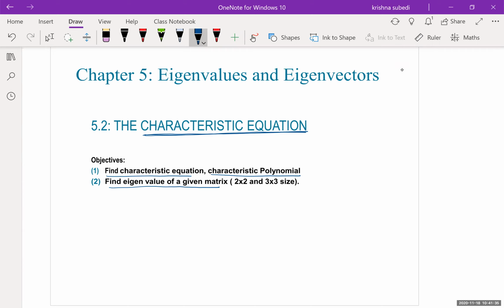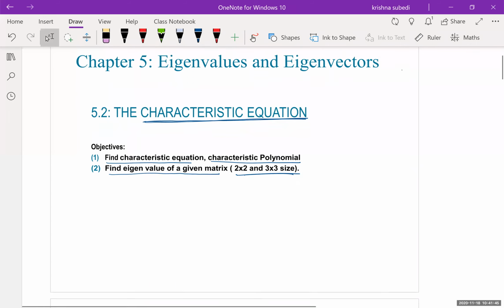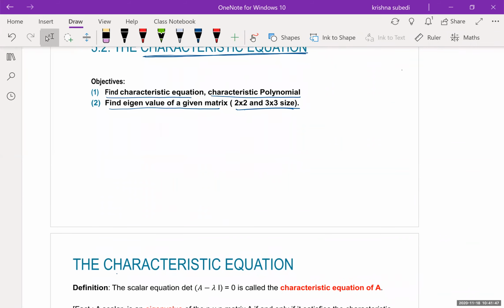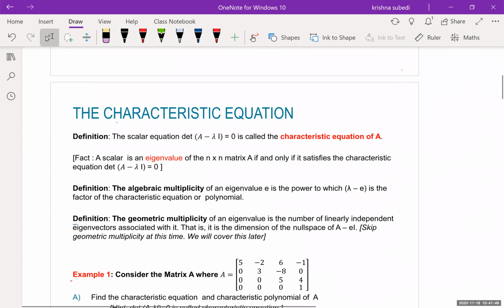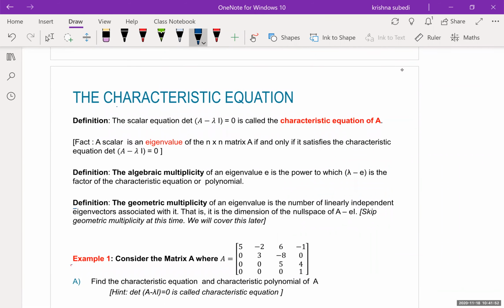Basically, we'll focus on these two sizes of a matrix, but we can extend that idea to 4 by 4, 5 by 5, but that's a lot of calculation. So we don't do it here, but if you want, you can try that just for fun, okay? Now, let's look at the definition. What is meant by characteristic equation?